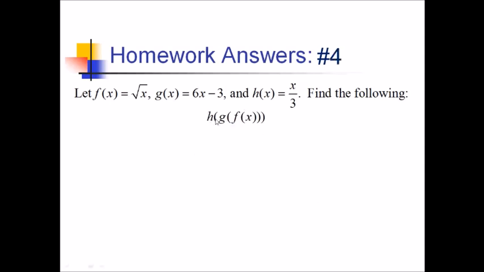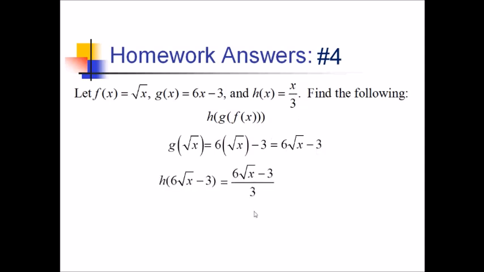For number 12, we're doing h of g of f of x. We'll start by replacing f of x with what it actually is, the square root of x. So now we're going to be doing g of the square root of x. That's going to be 6 times the square root of x minus 3. And now we have to plug 6 radical x minus 3 into the last function here, the h function. So basically we're just going to divide all of this by 3, substituting this expression for the x up here. And we actually can divide each of those items by 3. So this will be 2 radical x minus 1 if we divide each of those by 3. And that's as good as it's going to get.